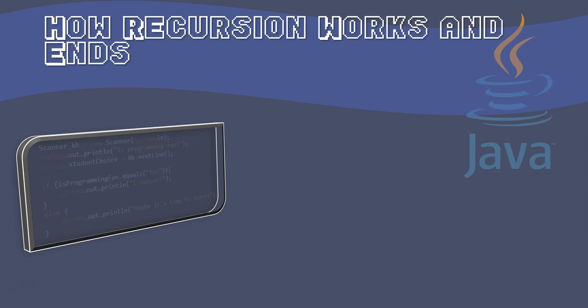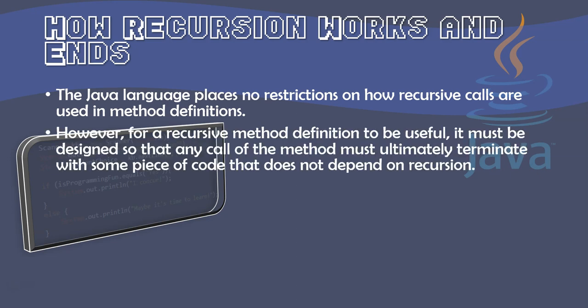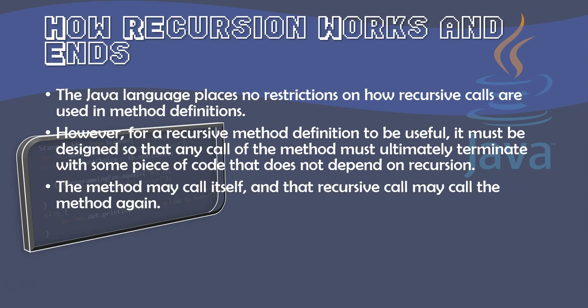So how does recursion actually work and how does it end? Well, the Java programming language places no restrictions really on how recursive calls are used in method definitions. However, for a recursive method definition to really be useful, it must be designed so that any call of the method must ultimately terminate with some piece of code that does not depend on recursion. The method may call itself, and that recursive call may call the method again. And of course, that's what rightVertical does. In that one case, it is calling rightVertical again.